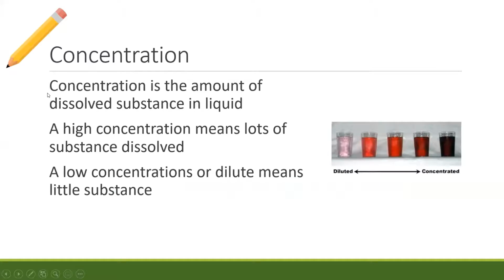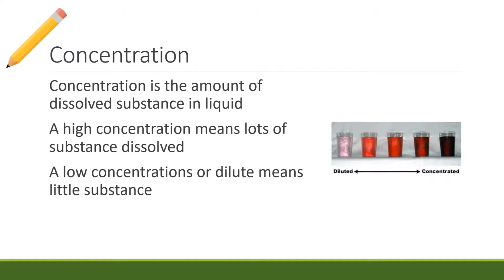Firstly, what is concentration? This is something you should know because we talked about it in year 7 and probably in year 9, but if you've forgotten, let's do a quick recap. Concentration is the amount of dissolved substance in a liquid. It doesn't even have to be a liquid; it can be the amount of dissolved substance in air. The concentration of carbon dioxide in cities is higher than in rural areas, but whatever, let's just stick to what we know.